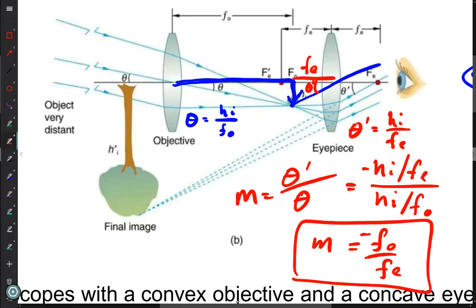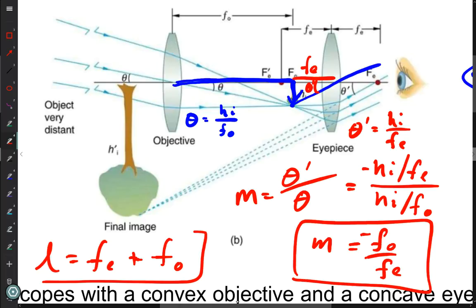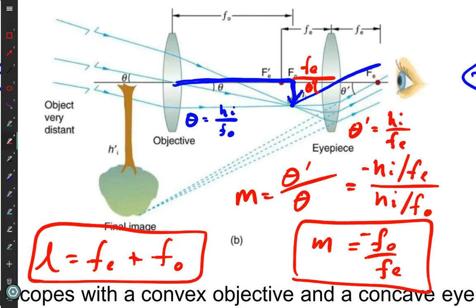So two equations. The length is equal to the focal length of the eyepiece plus the focal length of the objective. And the magnification is negative the focal length of the objective divided by the focal length of the eyepiece. Now, when we talked about the microscope, I told you that the magnification only depends on the focal length of the objective, the focal length of the eyepiece, and the separation between them. The magnification technically doesn't depend on which one's in front and which one's in back. I told you if you turn around, it doesn't work right.